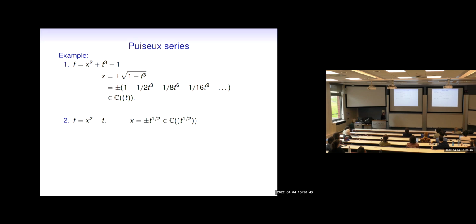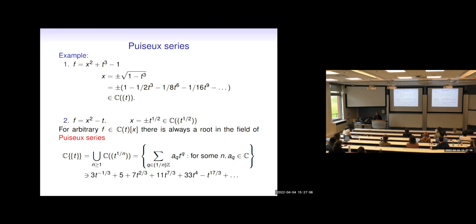Second example, if I had something simple like x squared minus t, well, you know that the answer should be plus or minus the square root of t. We just have to make that make sense. So I can think about that as living in, again, Laurent series over the square root of t. So in general, if I start with a polynomial with coefficients that are polynomials or rational functions in t, I can always find a root in the Puiseux series. For the Puiseux series, I just take the union of all Laurent series in t to the 1 over n. That's going to form a field, right?